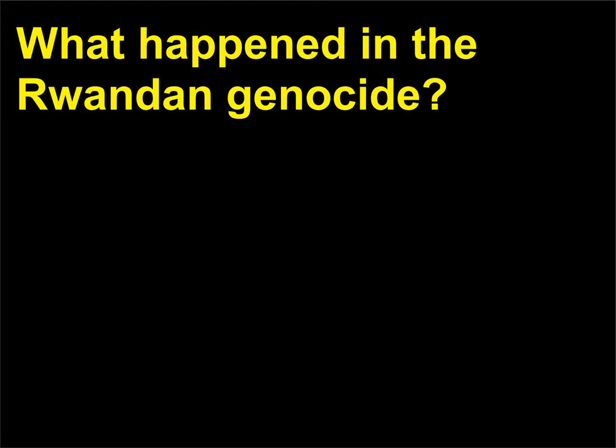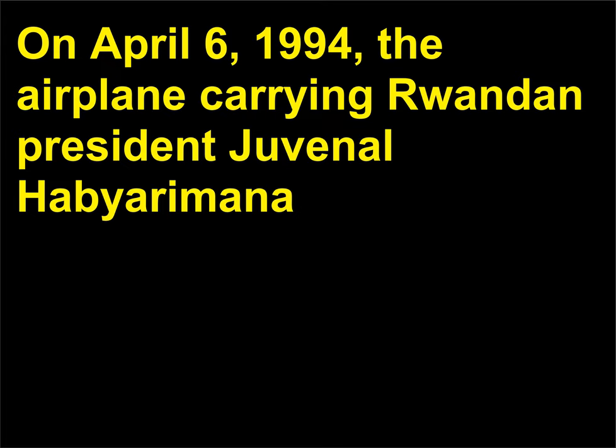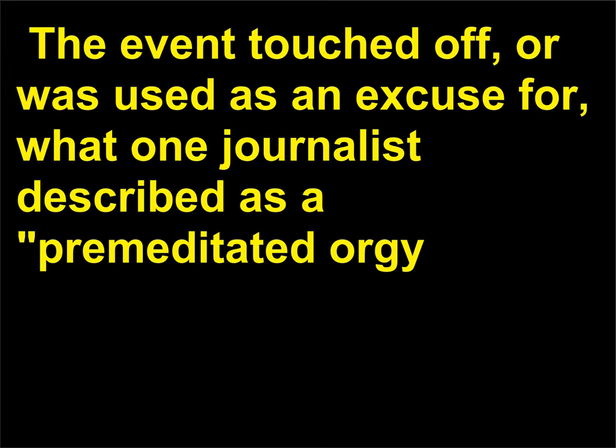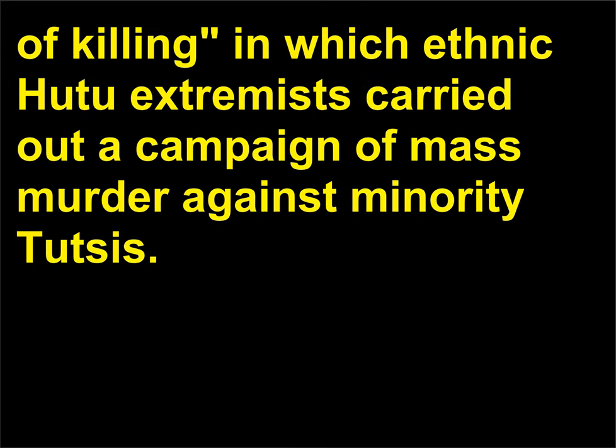What happened in the Rwandan genocide? On April 6, 1994, the airplane carrying Rwandan President Juvenal Habyarimana, 1937-1994, of Rwanda's majority Hutu ethnic group, was shot down by unknown attackers. The event touched off, or was used as an excuse for, what one journalist described as a premeditated orgy of killing, in which ethnic Hutu extremists carried out a campaign of mass murder against minority Tutsis.